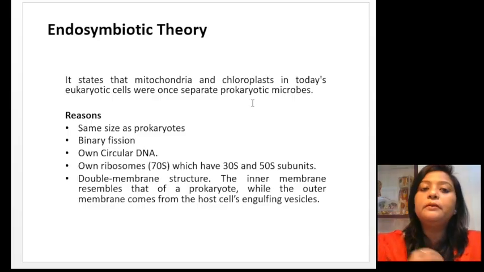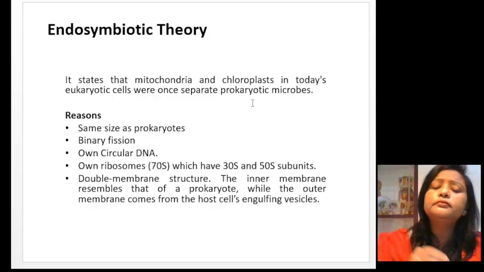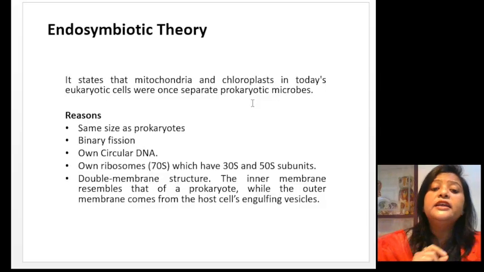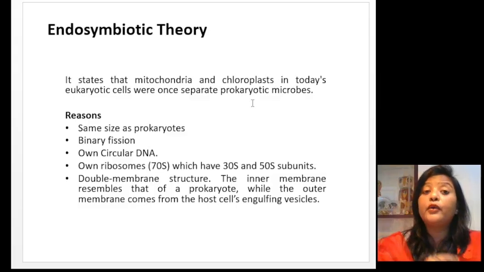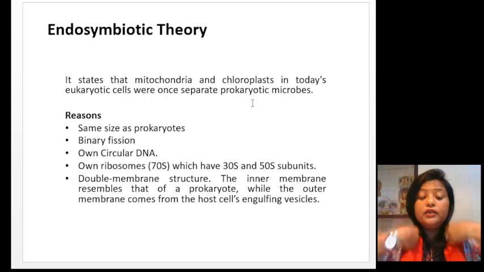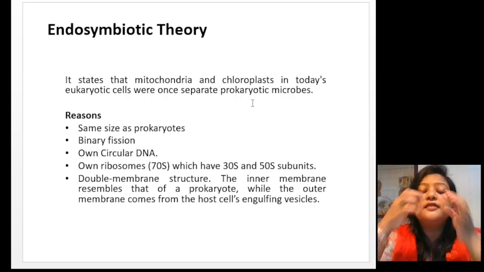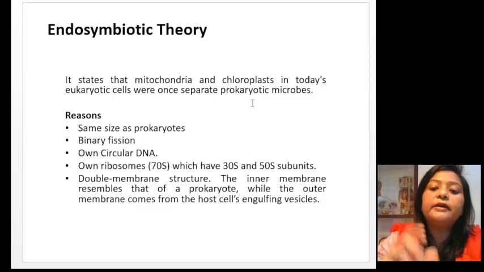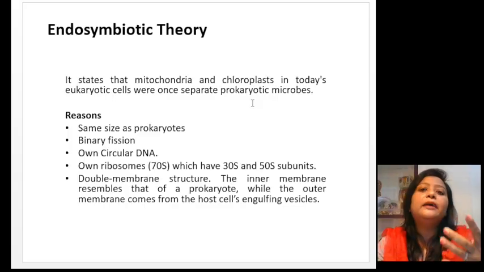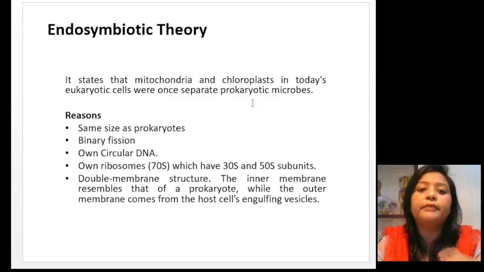Also, they have a double membrane structure. Now, where does it come from? It is said that the inner membrane of the mitochondria and chloroplast resembles that of a prokaryote. What about the outer membrane? The outer membrane comes from the host cell. When the host cell engulfs them, the vesicles form the outer membrane in mitochondria and chloroplast. Though it is not so reliable, this is a theory, the endosymbiotic theory.